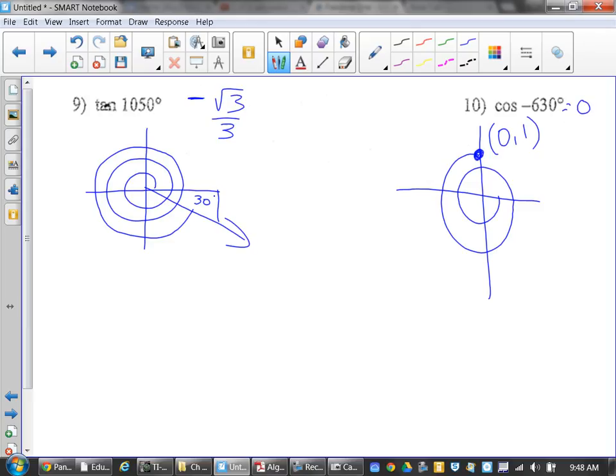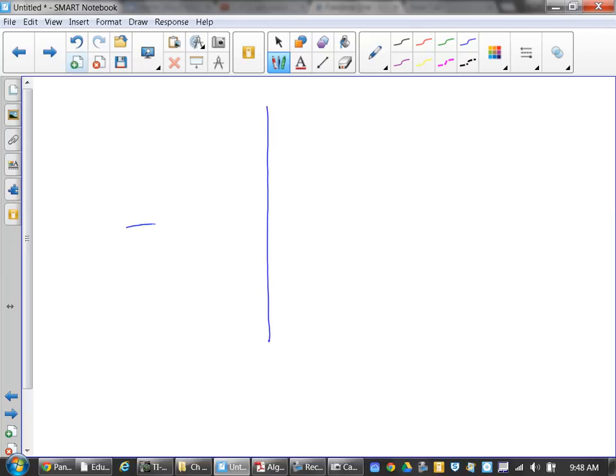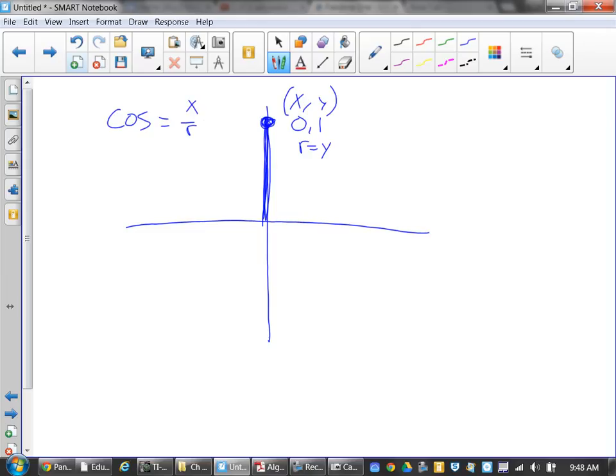Remember, the reason that it is 0 is that when you're on a quadrantal, your x, oops, it's still xy, so it's 0 and 1. Your radius of the circle is equal to 1, because it's equal to y. Your radius equals y. So the cosine value is still x over r, so it's 0 over 1, so it is 0. It still goes through that.